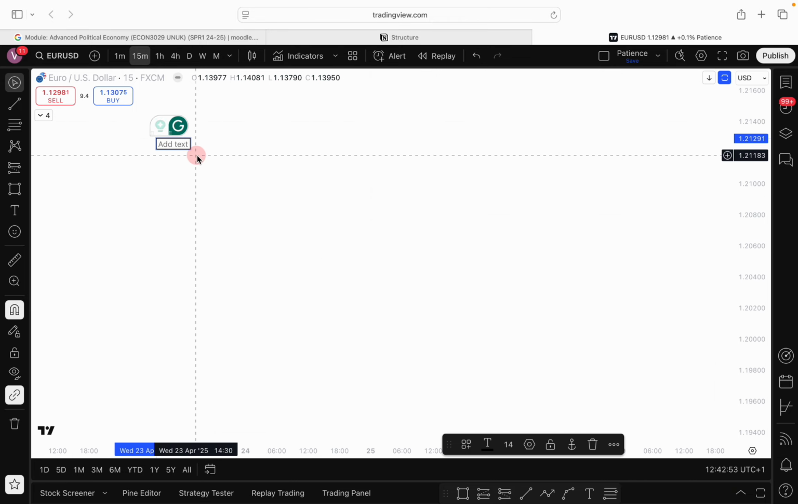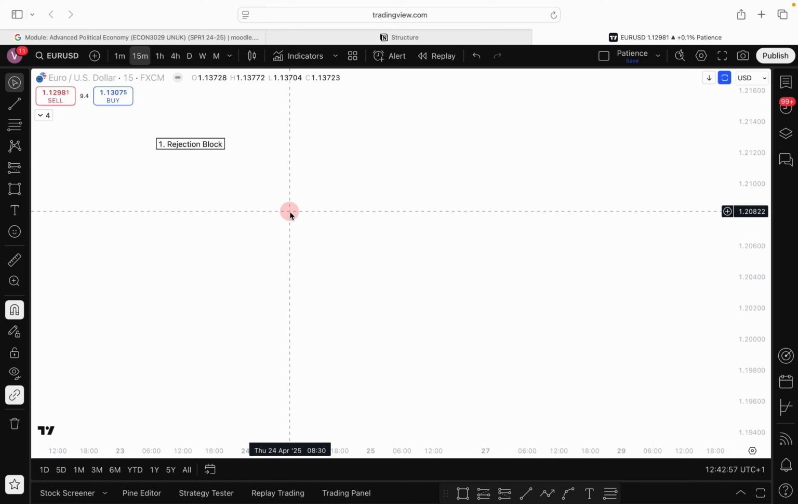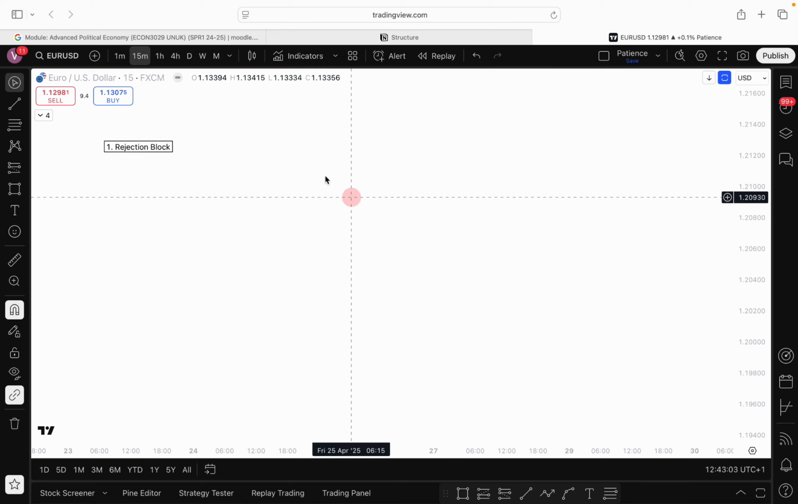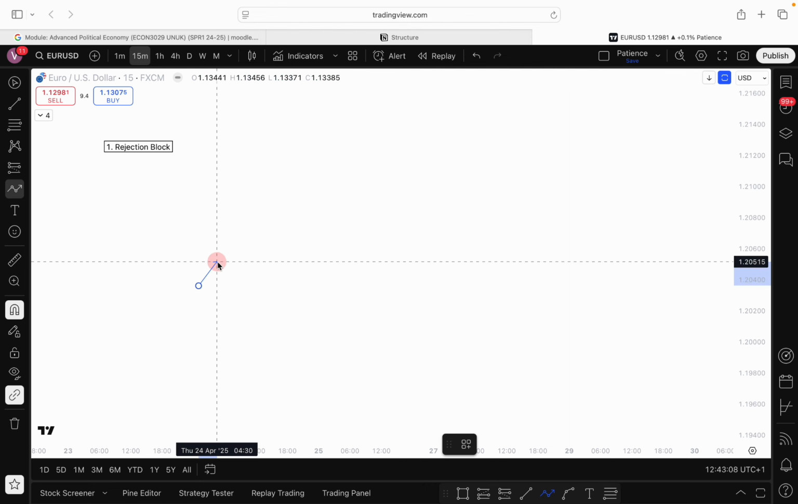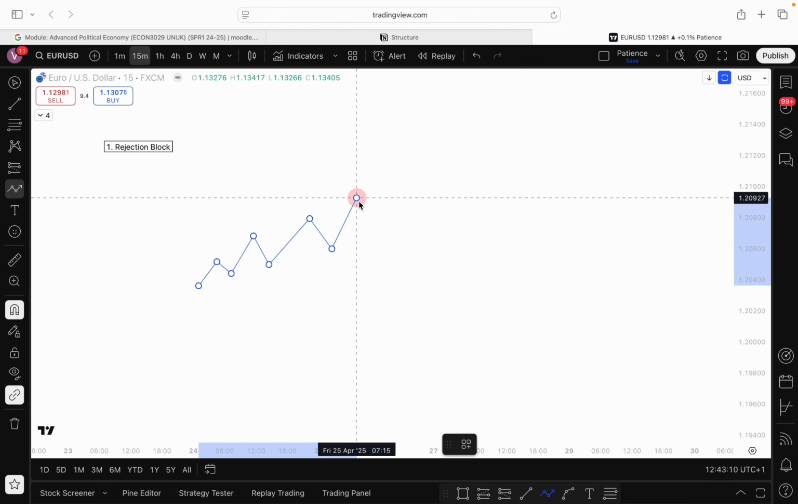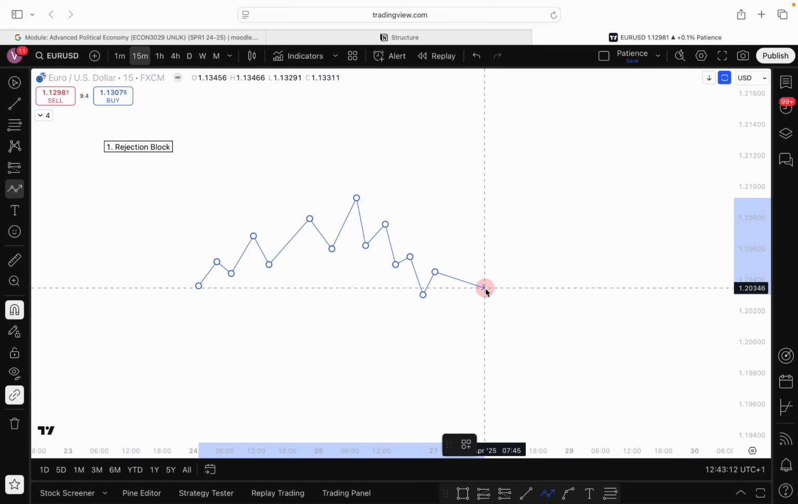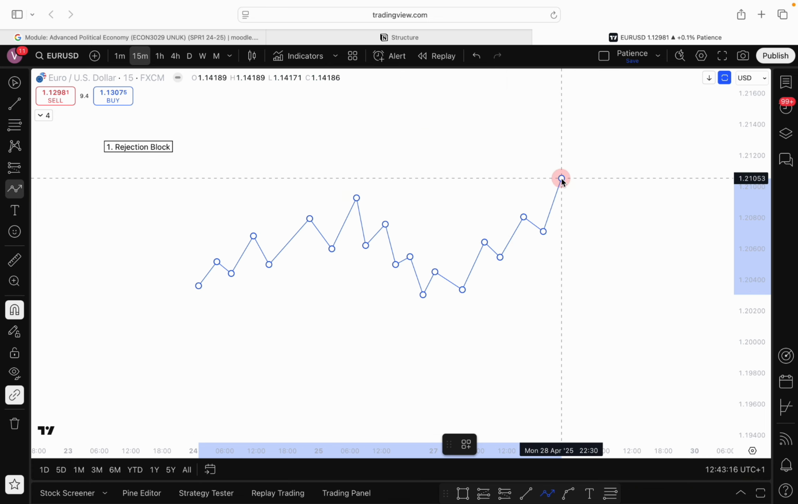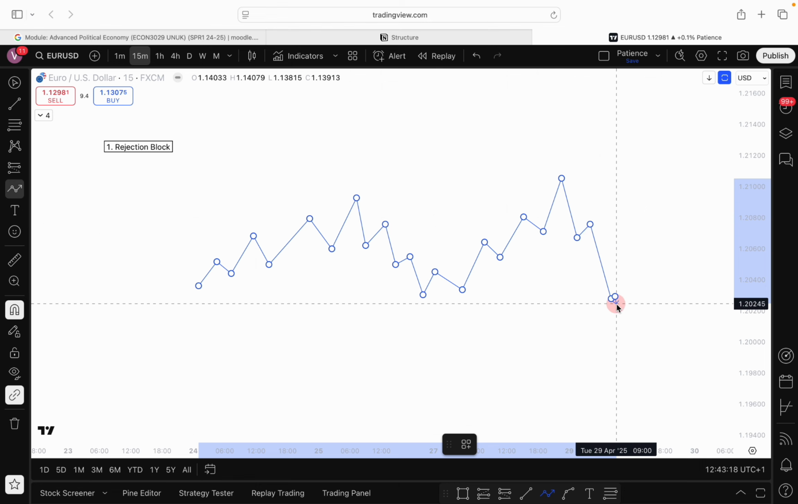The first type is called rejection block. A rejection block is essentially a candle that sweeps a major point of liquidity but doesn't close with its body above that point of liquidity that has been swept. Let me show you an example of this price action. So we're going up, then we go down, then we retest this high, but we sweep this high's liquidity and then go lower from there.